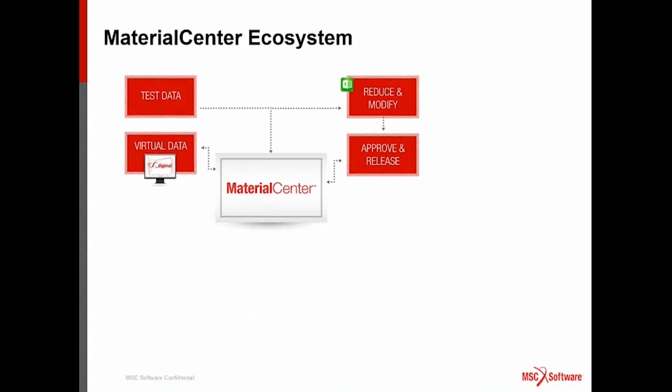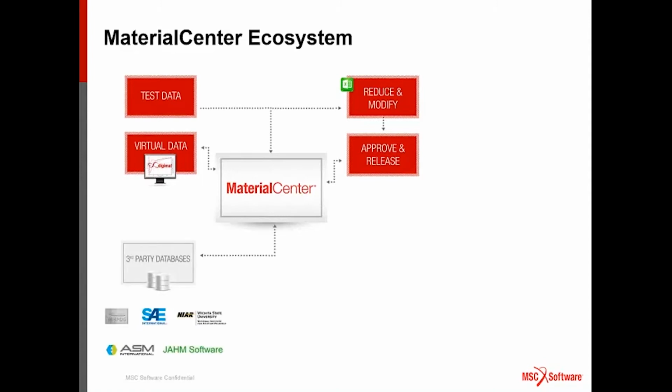Once the test data is inside the system, we go through the normal materials engineering process. And that process is to typically go through reduce and fit multiple tests to calculate properties that can be used in engineering. Once that is done, most customers go through a process of approval and release. What we've done is included that approval and release process directly inside Material Center, providing the added benefit that approvals are fully traceable within the system. That's for the test data that you provide.